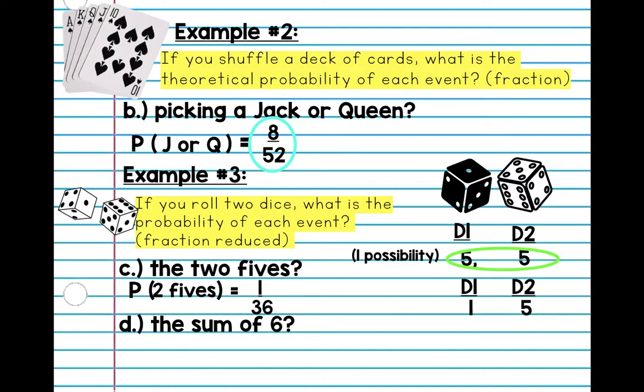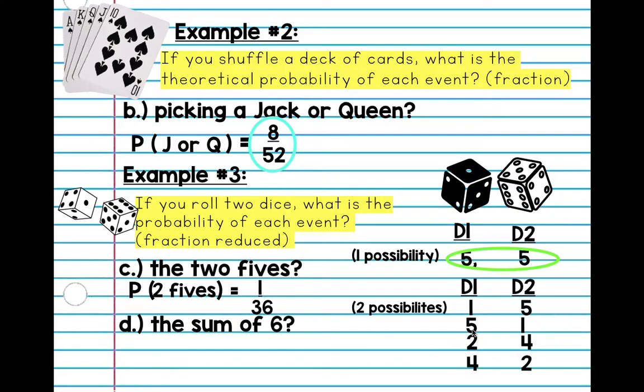Anytime you have 2 different numbers, you'll have 2 possibilities because this can land on 1 and this can land on 5. This can also land on 5 and this can land on 1. That means there's 2 possibilities. Okay? So next, let's move on to 2. So we did 1, let's do 2. 2 plus what equals 6? 2 plus 4. So this can land on 4 and this can land on 2.